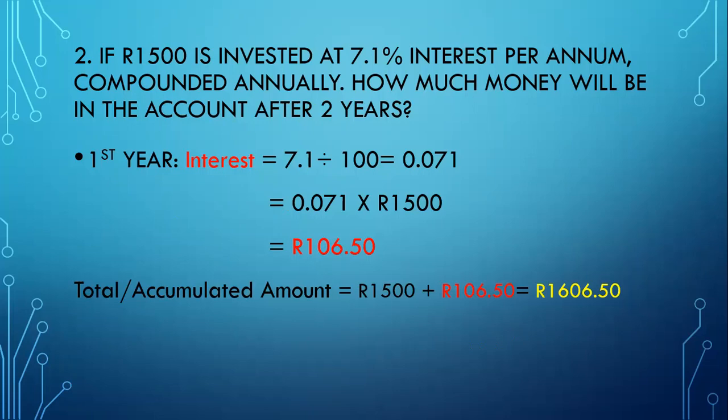On the first year, we are going to calculate the interest using the interest rate of 7.1. Then the interest is equal to 7.1 divided by 100. The answer is 0.071. 0.071 multiplied by 1,500, we get 106 Rand and 50 cents. That is the interest for the first year. So then we add the principal amount of 1,500 plus 106 Rand and 50 cents, we get the total answer of 1,606 Rand and 50 cents.